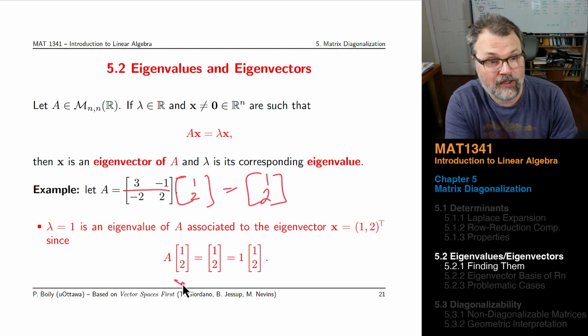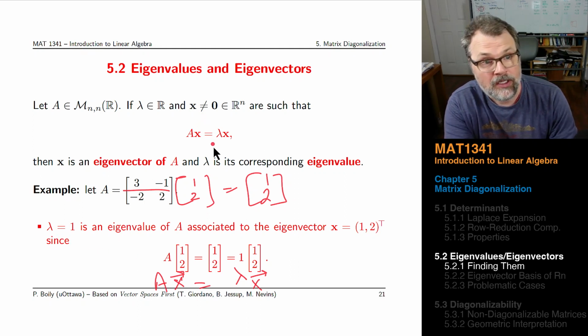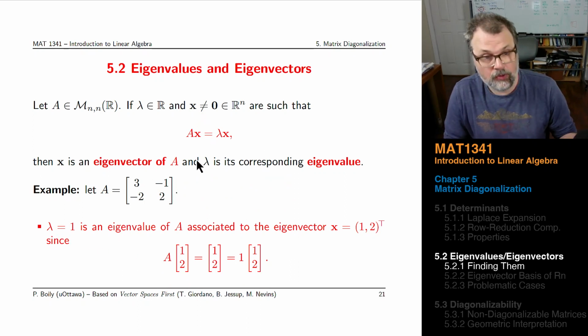So this is your vector x. This is your vector x again. And this here is lambda. A times x is equal to lambda times x. In the special case where A is this 2 by 2 matrix, lambda is 1, and x is the vector 1, 2.